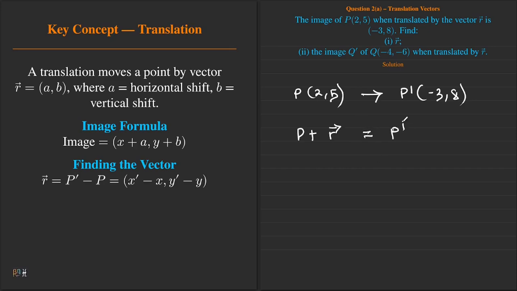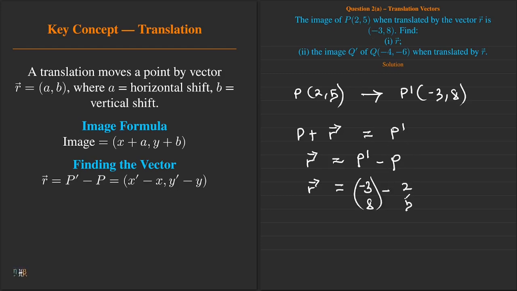So if in this case we know our P prime, then we want to make the translation vector the subject. So we would keep this here, which is our R is equal to the P prime, that is the image, minus the point itself. Now let's do our substitution. So the translation vector R we are looking for is our P prime, and P prime is negative 3, 8. So negative 3, 8, then minus the P, which is 2, 5.